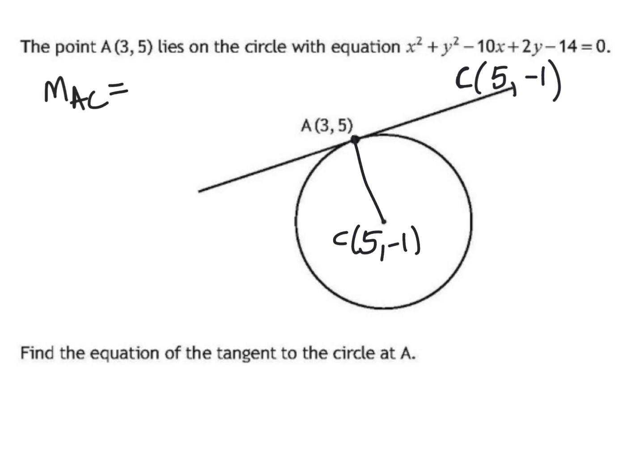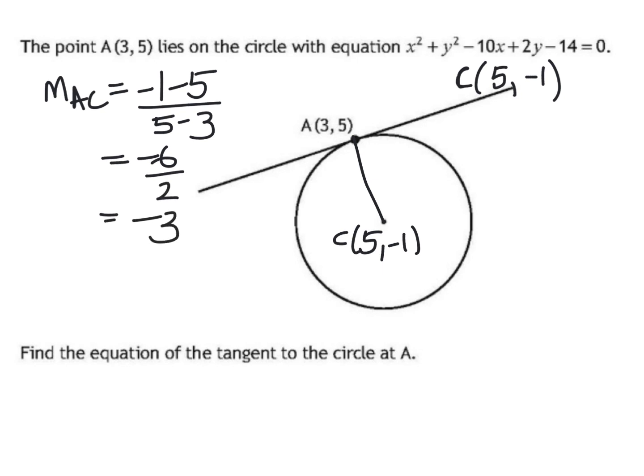So do it whichever way round you want. For me, it's going to be minus 1 minus 5 on the top, and then 5 minus 3 on the bottom, which gives me minus 6 over 2, which gives me minus 3. So that is the gradient of the radius. We need the gradient of the perpendicular to it, because remember your radius is perpendicular to the tangent. So that would be positive 1/3.